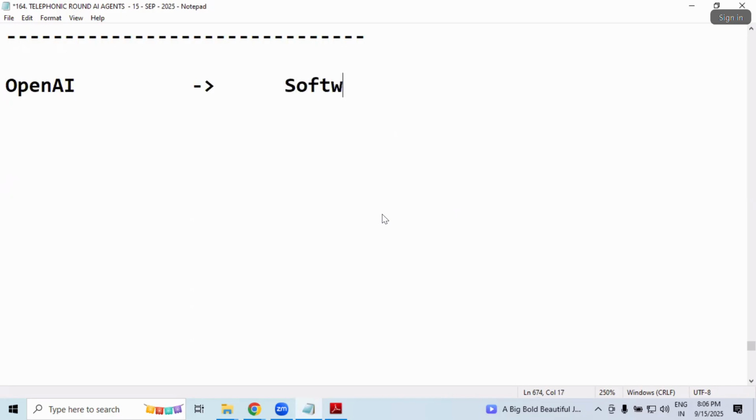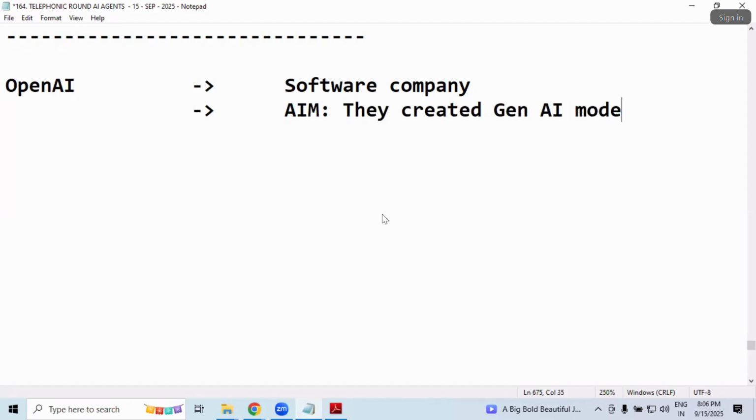It is one of the software companies. What is their aim actually? They created Gen AI models. They created what? One of the models. Do you want to see the models list? This is the list.